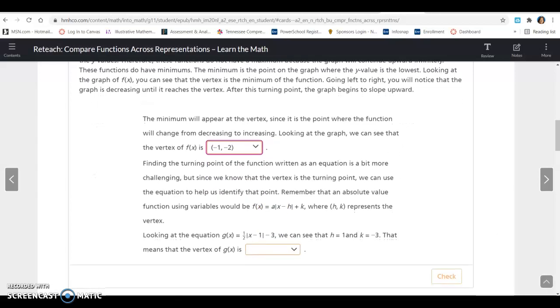Finding the turning point of the function written as an equation is a bit more challenging, but since we know that the vertex is the turning point, we can use the equation to help us identify the point. Remember that an absolute value function, f of x equals a times the absolute value of x minus h, plus k, where (h, k) represents the vertex. So this was in notes from the last section. Looking at the equation, we can see that h is 1, since the negative is part of the equation form, and k is -3. That means your vertex is (1, -3).